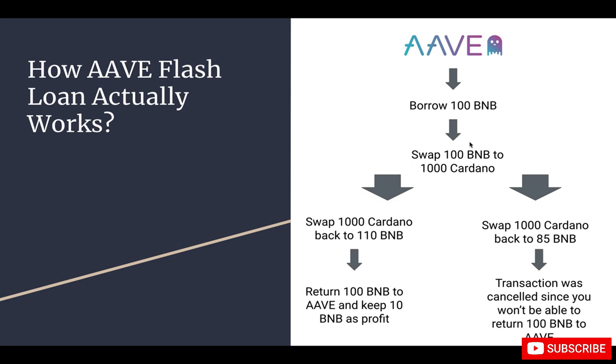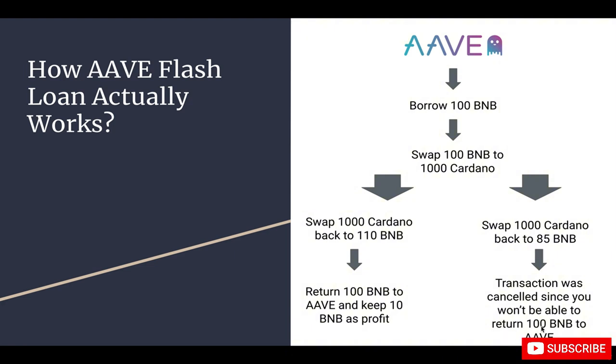Here's a second example where the transaction will obviously fail. Let's begin from the top. You borrow 100 BNB, swap 100 BNB to 1,000 Cardano, and this time unfortunately the conversion rate is not working in your favor. So when you swap 1,000 Cardano back to BNB, you only receive 85 BNB, right? So you're not making profit. Then the transaction is cancelled since you won't be able to return 100 BNB.